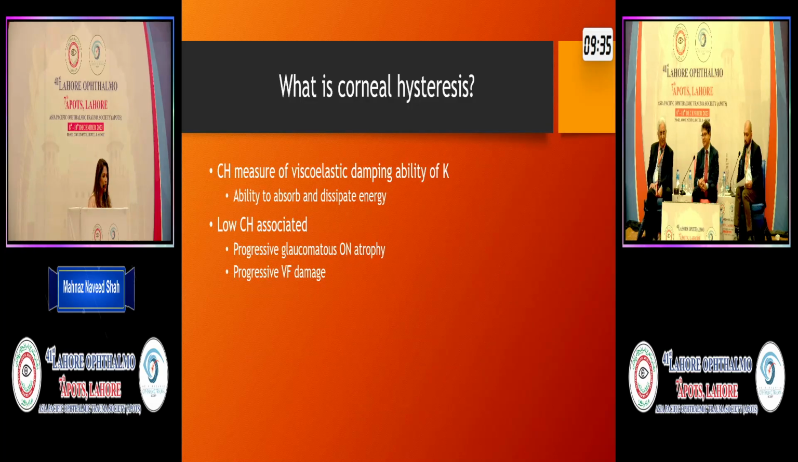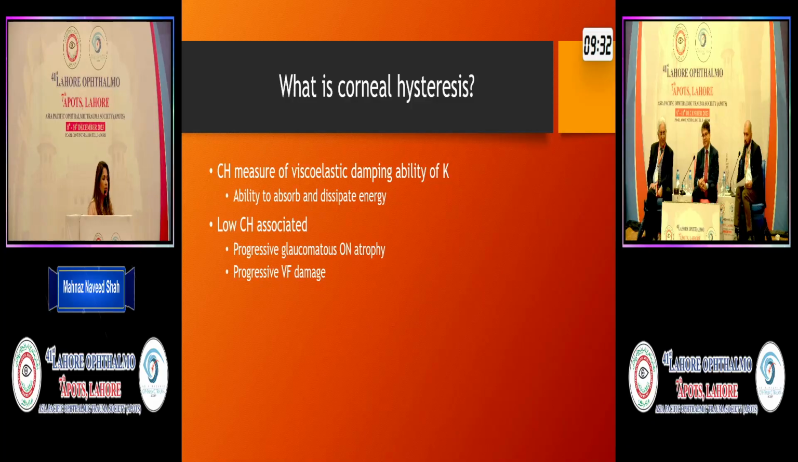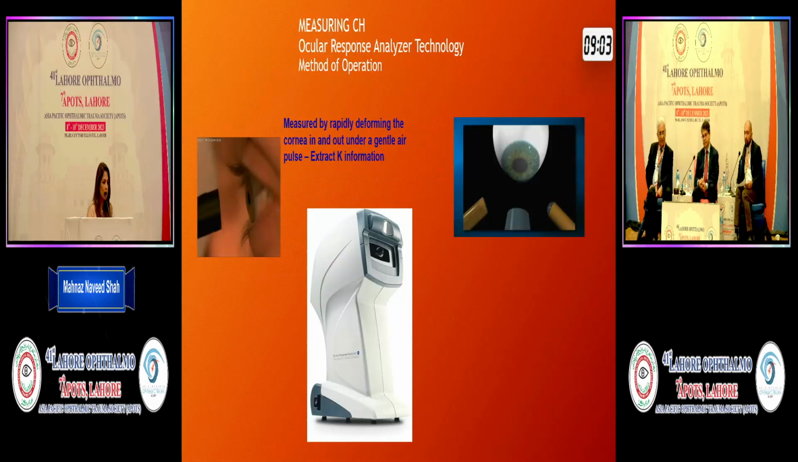So corneal hysteresis is actually a measure of the viscoelastic damping ability of the cornea. And this is the cornea's ability to both absorb and dissipate energy. A low corneal hysteresis value, and the corneal hysteresis is again measured in millimeters of mercury, is associated with a greater degree of progressive glaucomatous optic neuropathy, as well as an enhanced degree of visual field damage at the same pressure for two individuals who may have different corneal hysteresis values.